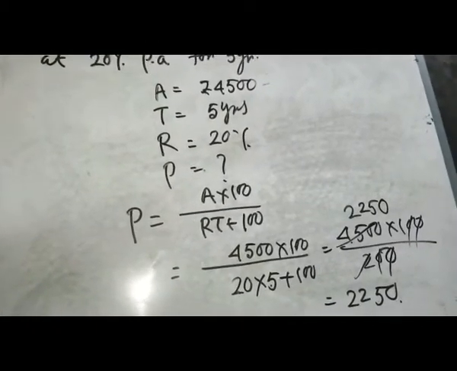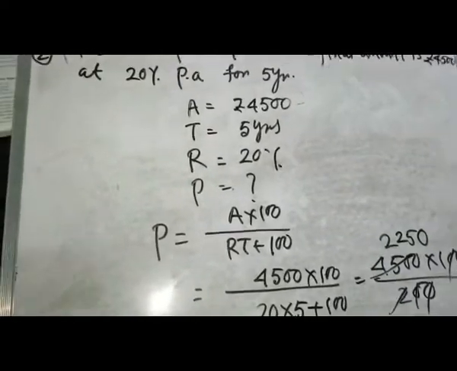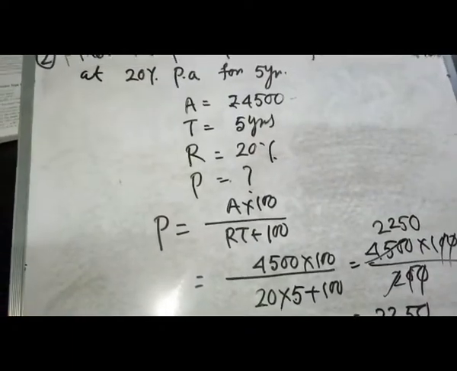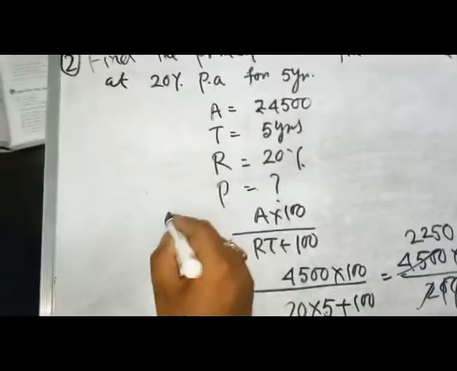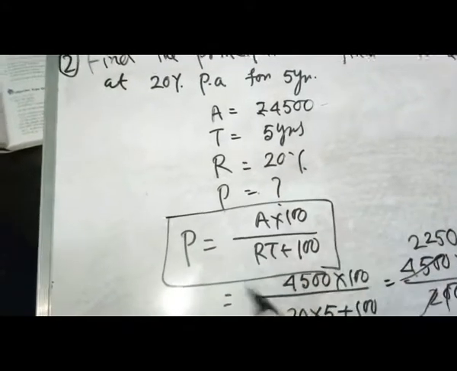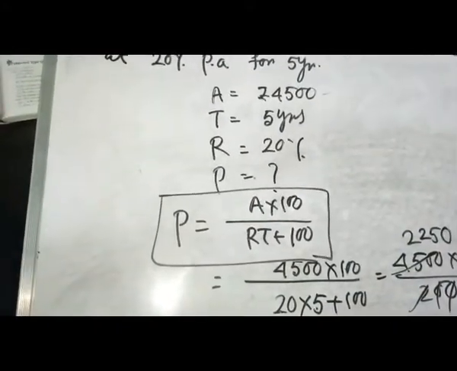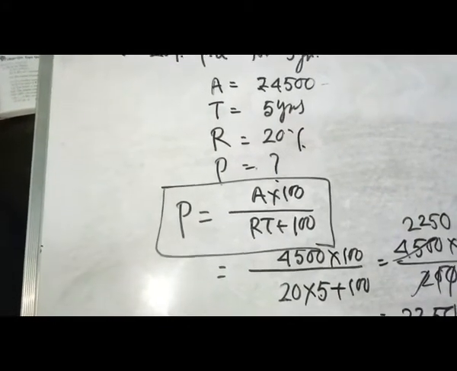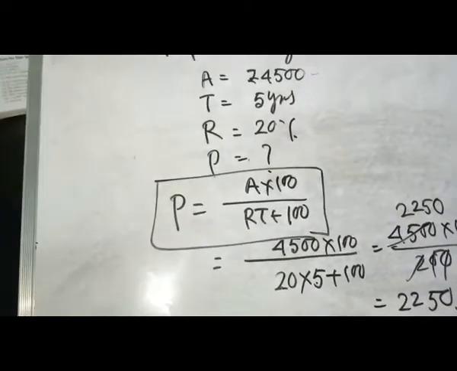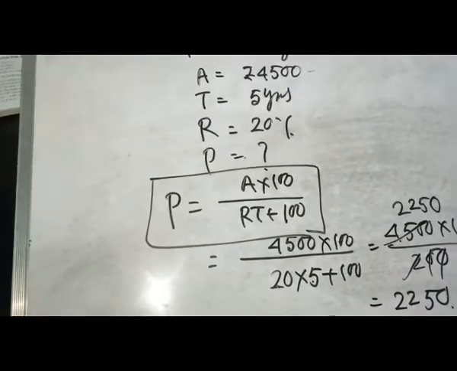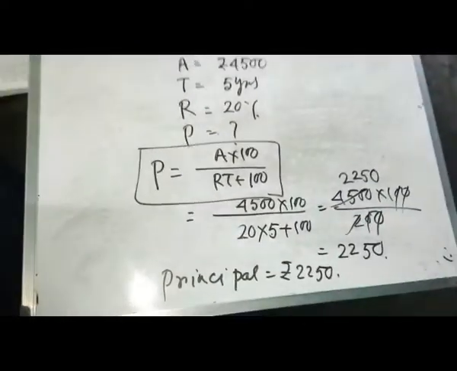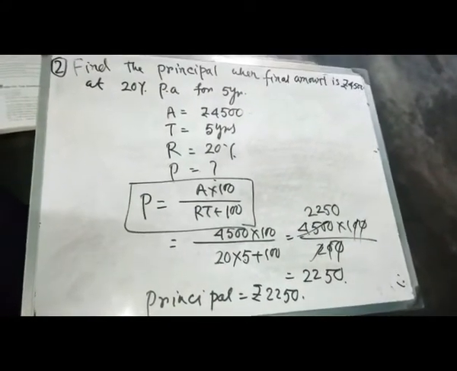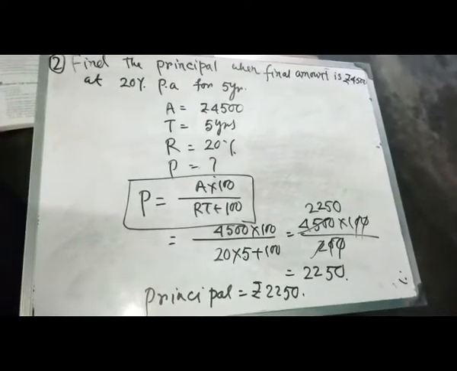So whenever you do this type of sum, at that time you have to see which data are given. Write down the data which are already given and then apply this formula. This formula will help you do the sum within a few minutes. Then substitute all the values and get your answer. So write down the principal amount equals rupees 2250. I think you have understood.